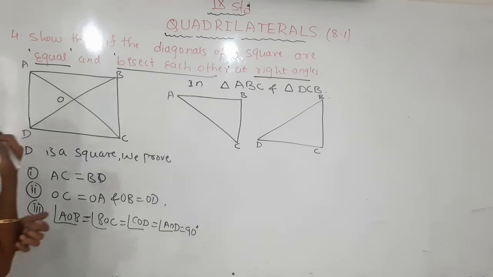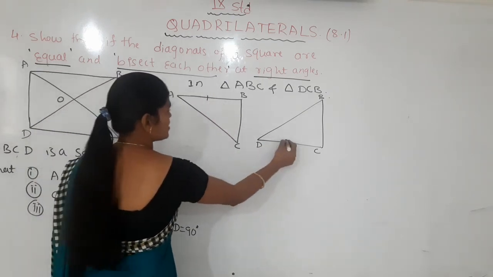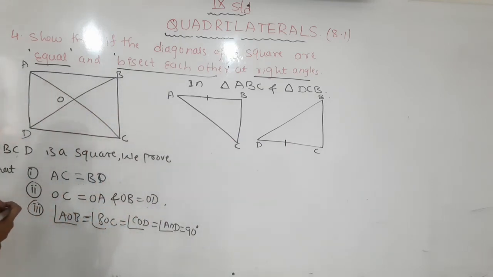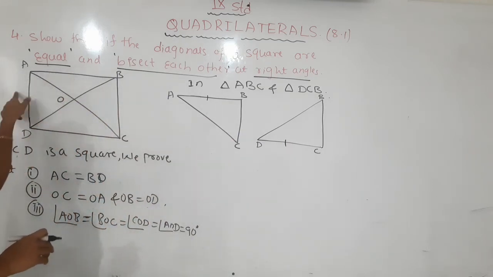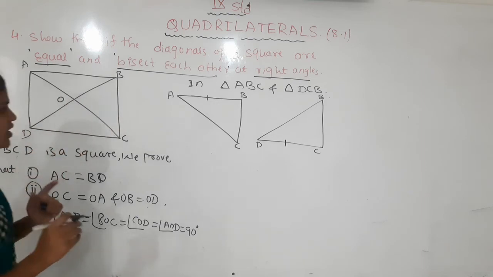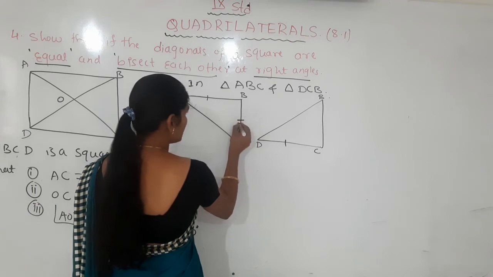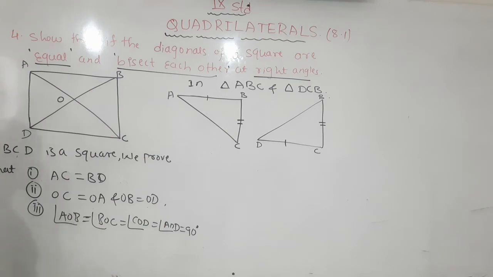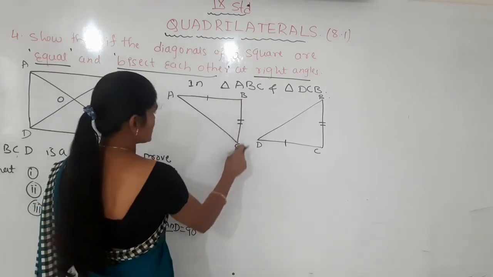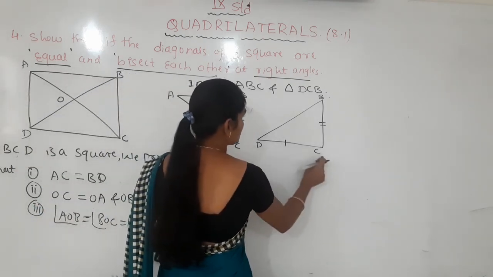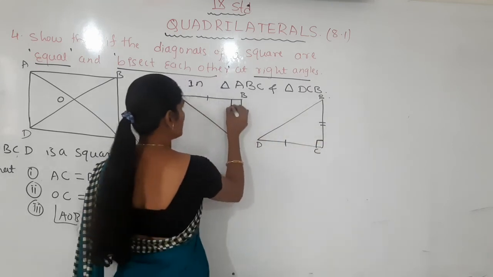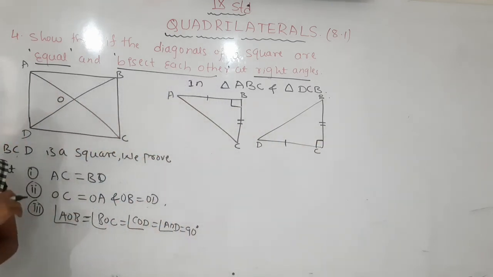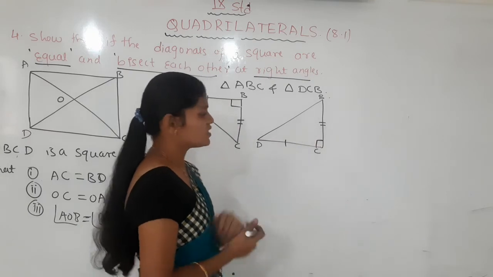Shall we take? Observe here, AB is the same as DC. Why? Because in a square all the four sides are equal in length. In the same way, side BC is the same as CB. Why? Because it is a common arm. And what is the one more thing? Angle ABC is the same as angle DCB. These two angles are 90 degrees. Why? In a square all four interior angles are equal to each other.